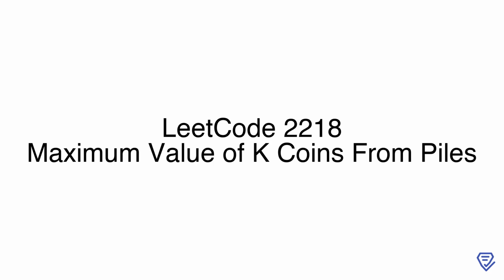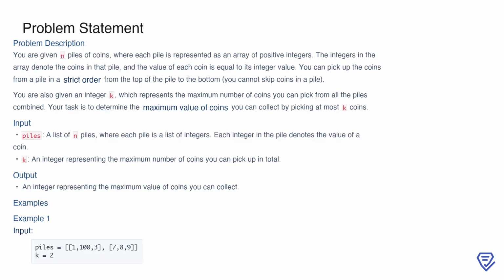Let's dive in. Imagine you have several piles of coins, and each pile is represented as an array of numbers. These numbers indicate the value of the coins in that pile. The key rule here is that you can only take coins from the top of a pile downward, no skipping around within a pile is allowed. Now, you're also given a limit, an integer k that specifies the maximum number of coins you can pick in total across all the piles. Your goal is to determine the maximum value you can collect by carefully selecting up to k coins.